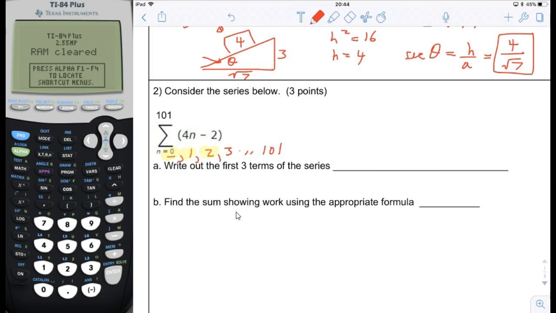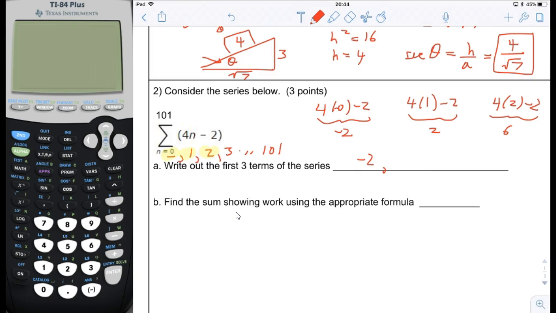And so n equals 0 would be 4 times 0 minus 2. The second term would be 4 times 1 minus 2. And the third term would be 4 times 2 minus 2. And so the first one would be negative 2. The second one would be 2, and the third one would be 6, right? So the first 3 terms are negative 2, 2, and 6.